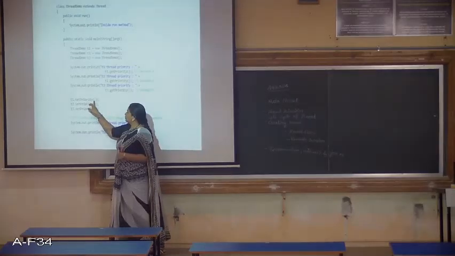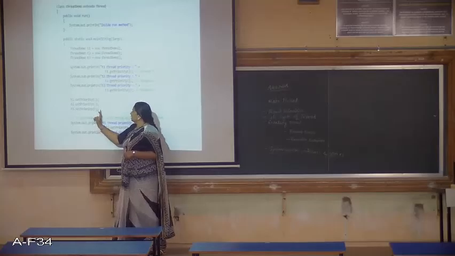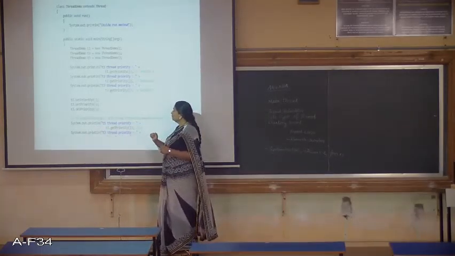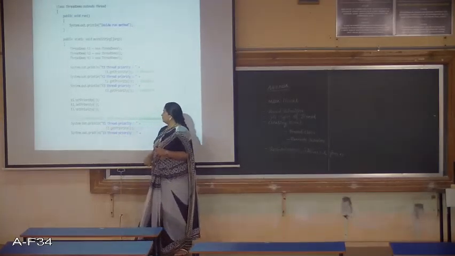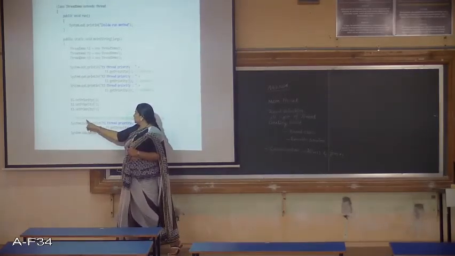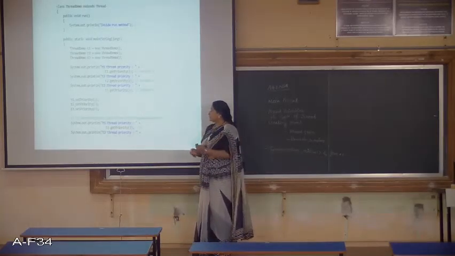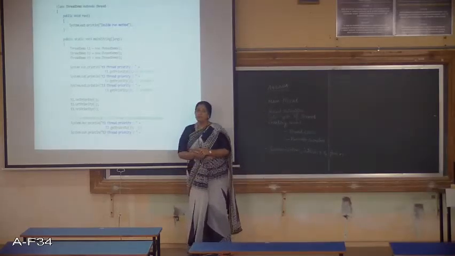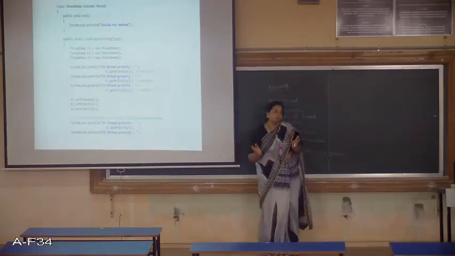Here we are assigning the priority of 2 to T1, 5 is set for T2 and 8 is set for T3. What if we set a priority, let's say 21? Here you can see that we have written it as T3.setPriority(21). Definitely it will throw an exception, that is IllegalArgumentException. What is the reason? It has to be in the range of 1 to 10.